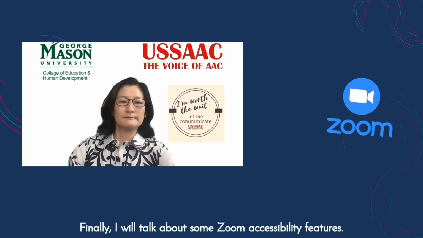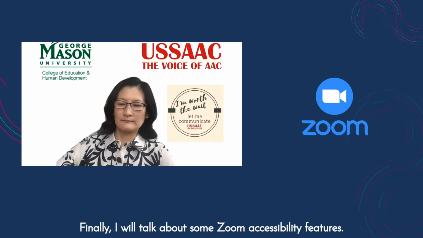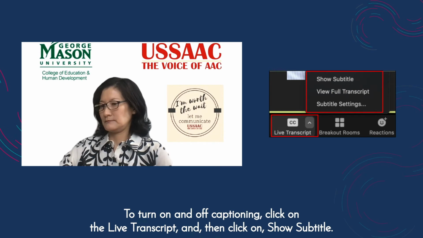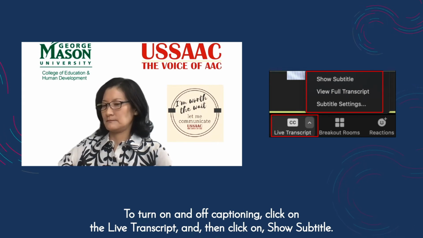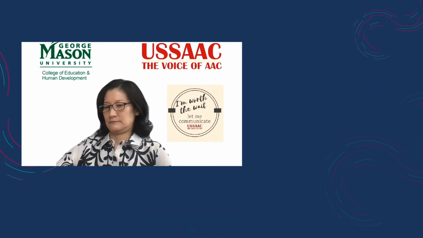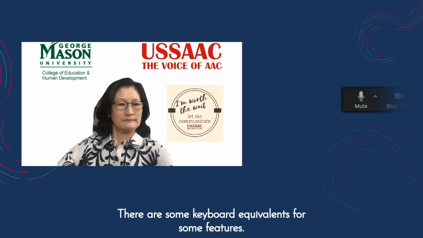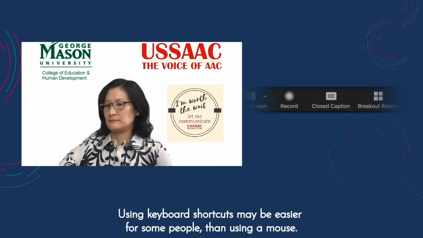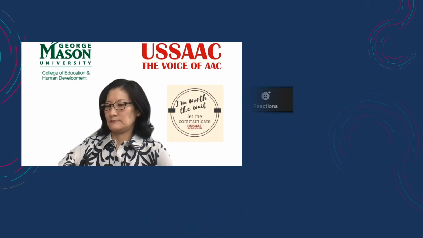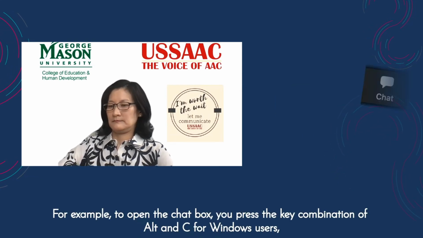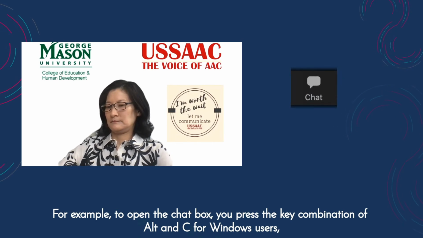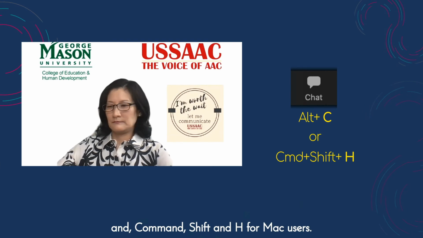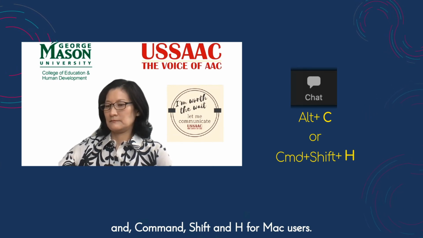Finally, I will talk about some Zoom accessibility features. To turn on and off captioning, click on the Live Transcript and then click on Show Subtitle. There are some keyboard equivalents for some features. Using keyboard shortcuts may be easier for some people than using a mouse. For example, to open the chat box, you press the key combination of Alt and C for Windows users and Command, Shift and H for Mac users.